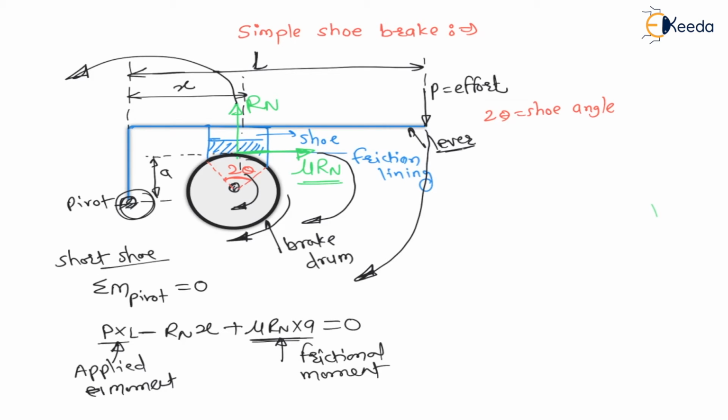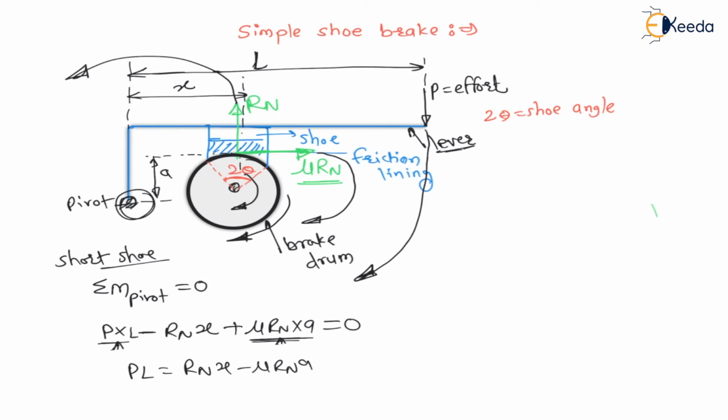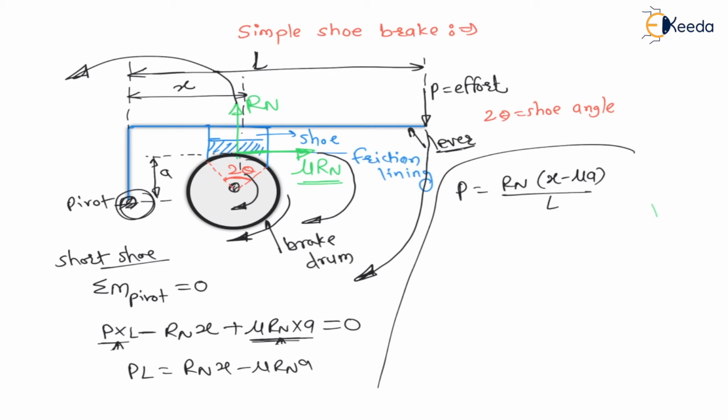Now we will find what will be the magnitude of applied effort required. Now therefore, can I write here P into L is equal to Rn x minus mu Rn a. Now consider Rn common. Therefore, from this, P is equal to Rn times (x minus mu a) divided by L. Right. This is the effort required.